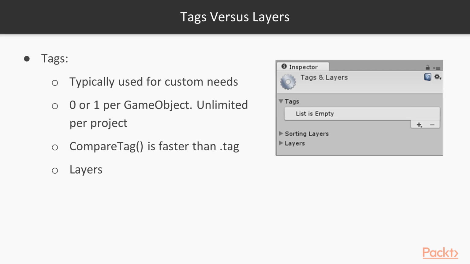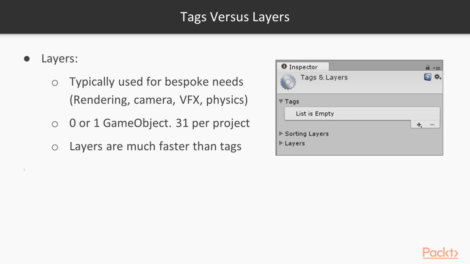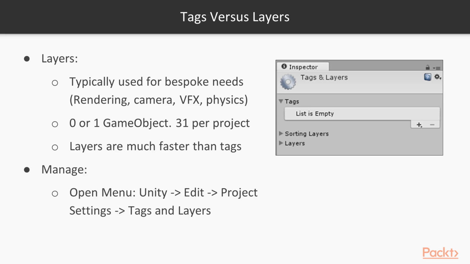Something to be noted, we can have 0 or 1 tags or layers on each of our objects. However, we have unlimited tags in a project, but only 31 layers. Also, notice that layers are much faster than tags. So if you don't have many layers and you want the speed increase, go ahead and use layers. If you have a lot of different combinations to check, maybe tags is better for you. You can open and manage them from Menu, Unity, Edit, Project Settings, Tags and Layers.